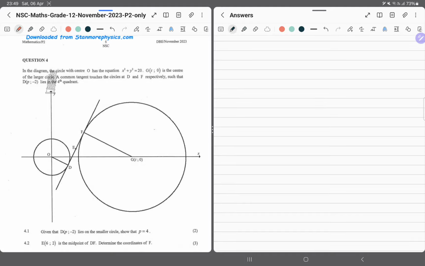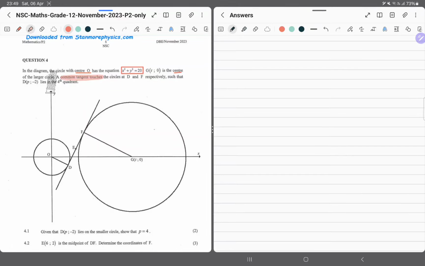So in this question, we are given a diagram where the circle with center O. Now, center the origin will always have an equation in this format, okay? So x squared plus y squared equals 20. Then G with coordinates t and 0 is the center of the larger circle. Great. Now a common tangent, so this is very important.